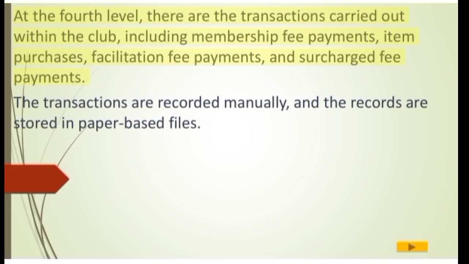At the fourth level, there are the transactions carried out within the club, including membership fee payments, item purchases, facilitation fee payments, and surcharged fee payments. The transactions are recorded manually, and the records are stored in paper-based files.